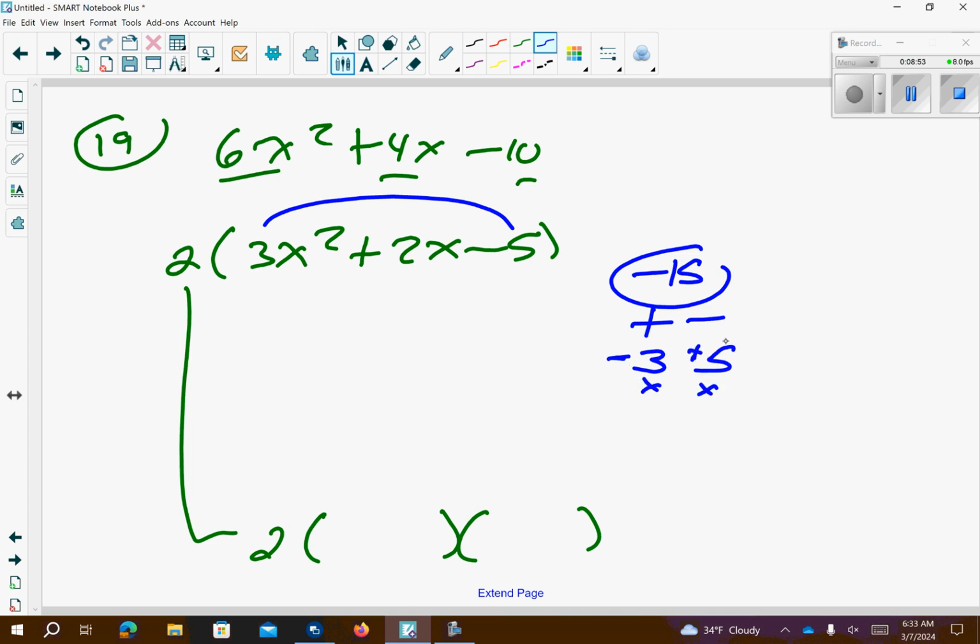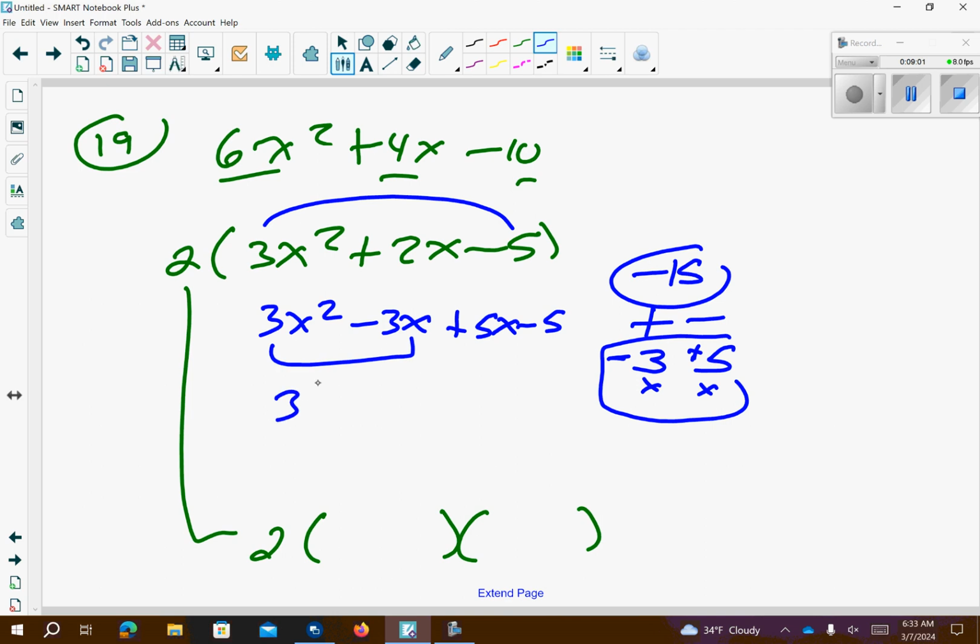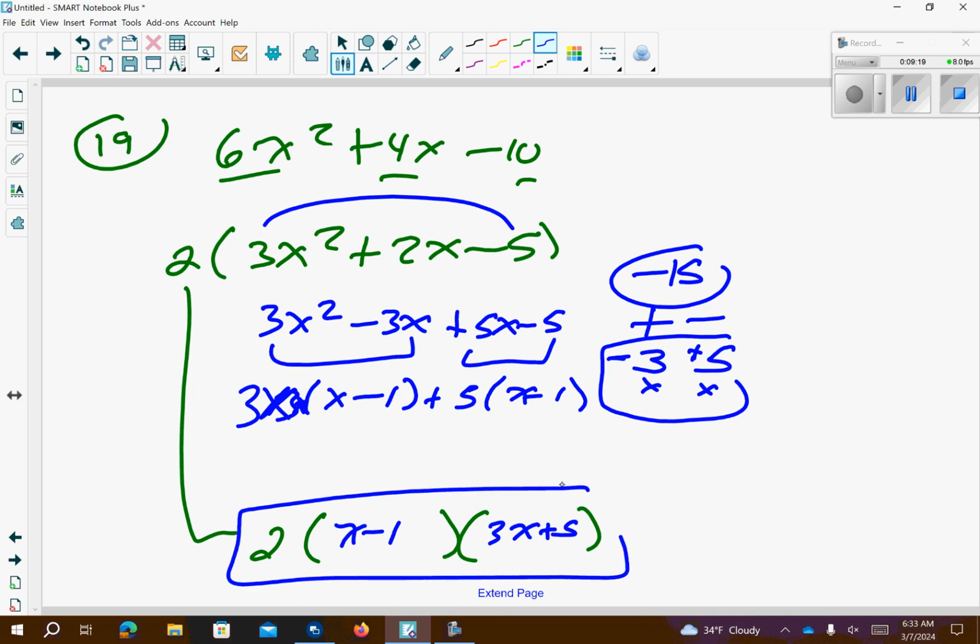Don't forget the x's. I get 3x squared minus 3x plus 5x minus 5. Let's factor a 3 out. Actually, a 3 and an x. That's going to give me an x minus 1. There's an x right there. Bring the plus down, factor a 5 out. So I get x minus 1 here and 3x plus 5 here. Remember, we have that too.